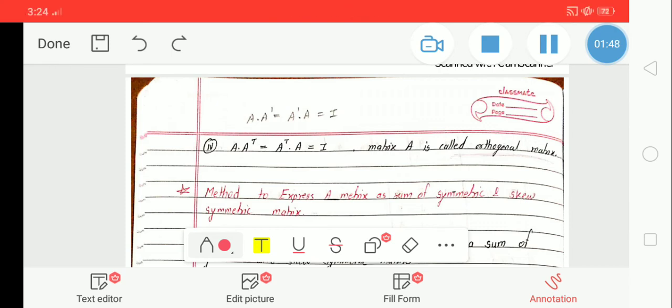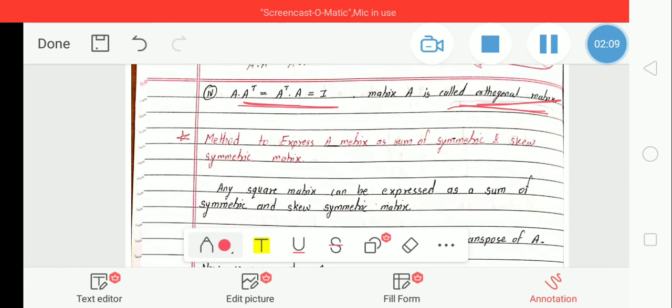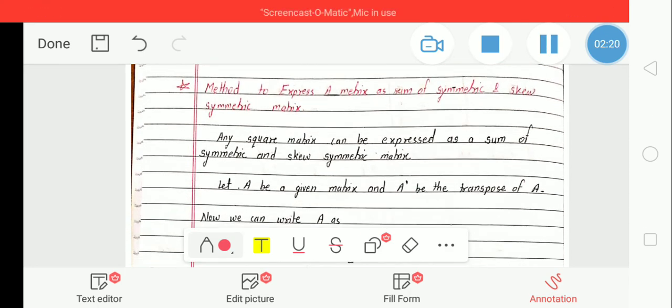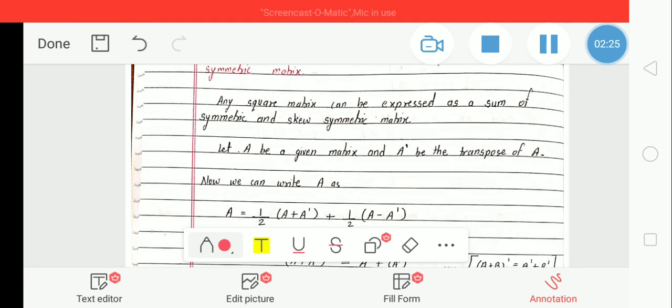A multiplied by A transpose is equal to A transpose multiplied by A, which is equal to I, where I means identity. These equations define an orthogonal matrix. Means A dot A transpose equals A transpose dot A equals identity is called an orthogonal matrix. Now, the method to express a matrix as a sum of a symmetric and a skew-symmetric matrix. Any square matrix can be expressed as a sum of a symmetric and a skew-symmetric matrix.